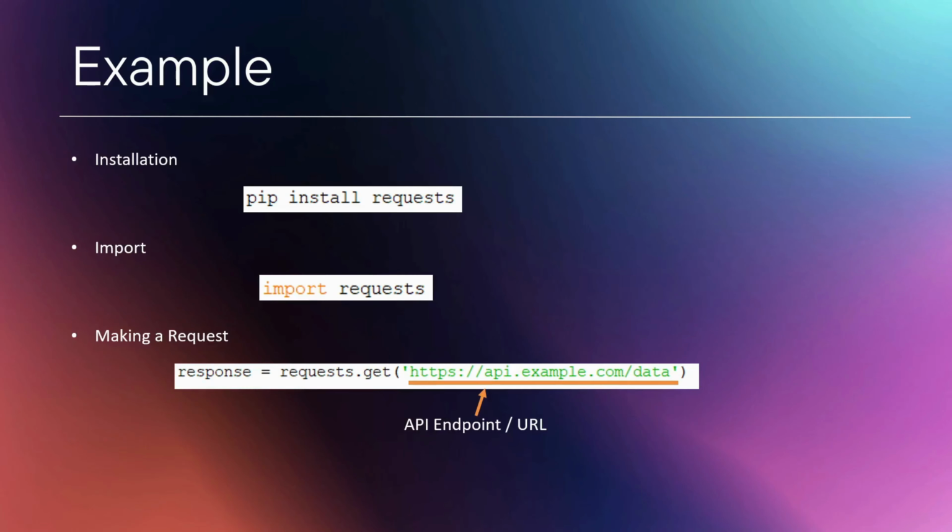So here's an example. First, to use this module, requests, you will have to install it. We have learned how to install it. We'll simply install it via pip, then import it into our code, and finally make a request. The syntax or the function to make a request is requests.get, and within the parentheses you write an API endpoint. This tells the service that this is the request you are making, this is what you want from us.